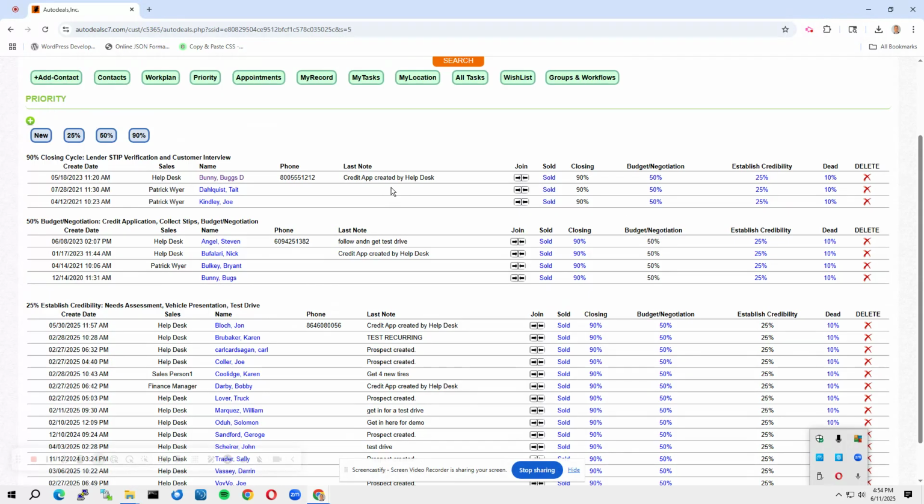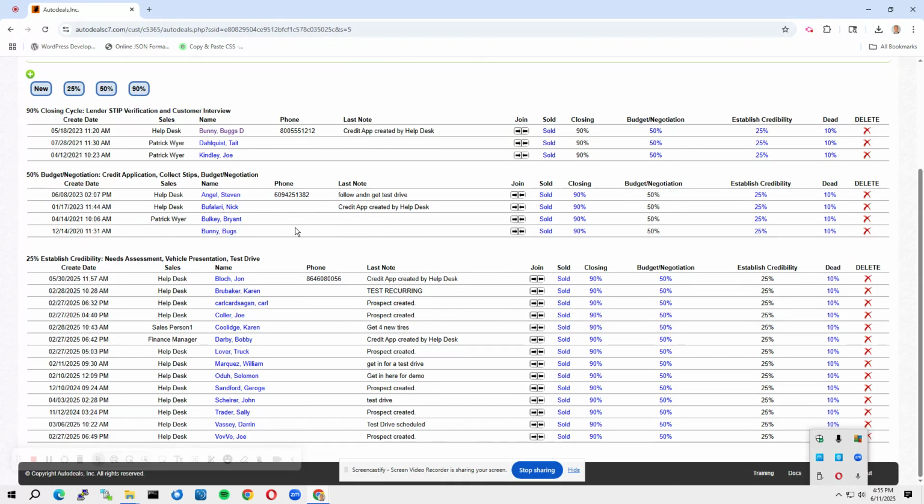If I'm a sales rep, when I go to the priority page, I'm only going to see what I am working as a salesperson. A manager for a location is only going to see what is at their location. And an administrator will see what is going on across all of the locations. And effectively, while this looks kind of complicated, it's actually super easy.